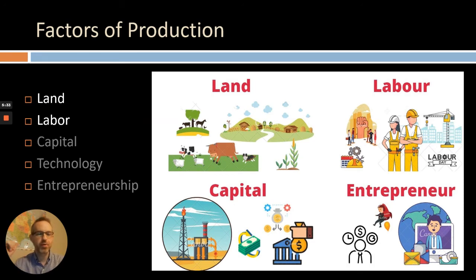Okay, land, labor, capital, and entrepreneurship. Sometimes we also throw in technology. But today we're only going to look at the first two. How does the government grow our land, and how does it grow our labor?